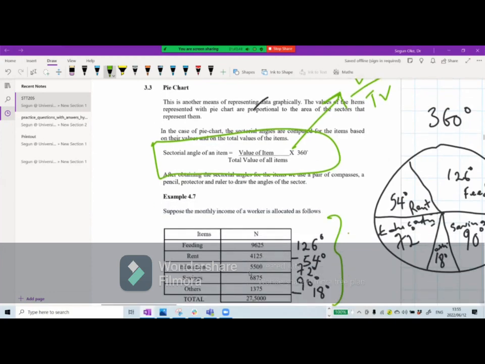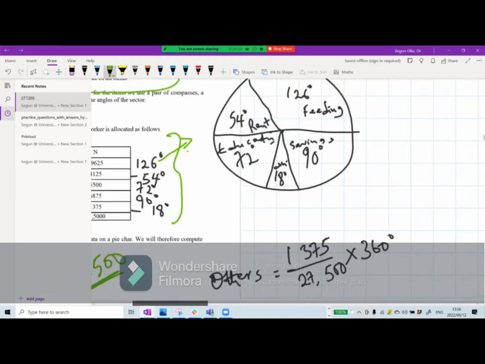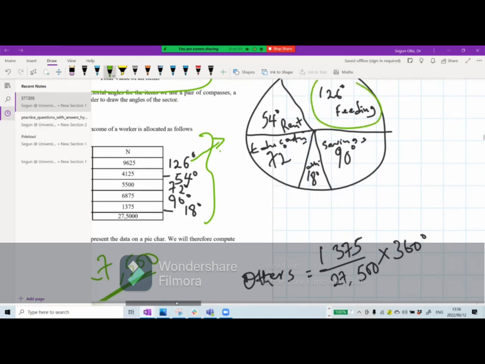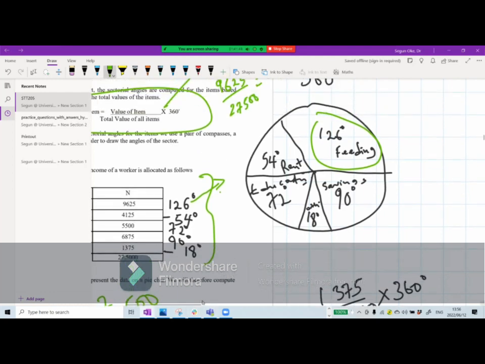So what is the first value? The first value is 9,625. Let's quickly divide it. 9,625 divided by 27,500 is what? 0.35. Then 0.35 times 360 is 126. That is where we have this 126. Then you go to your pie chart or your pizza and put it there. You can see the space. Is it on the feeding? Yes, on the feeding.